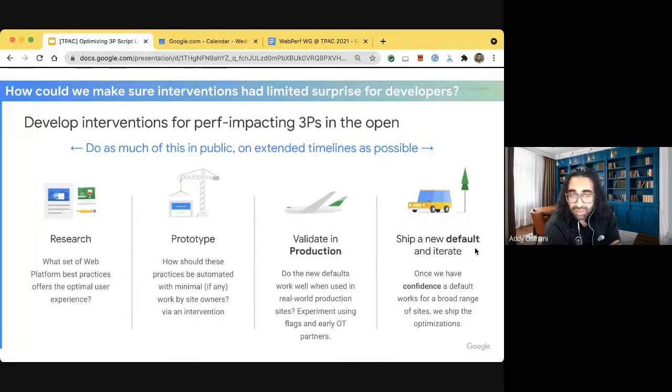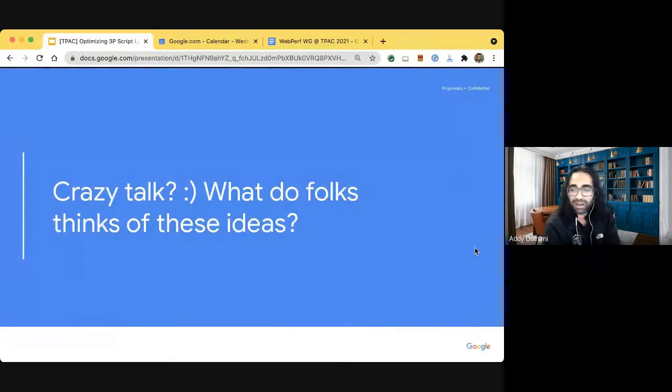And potentially, if we were able to build enough confidence in these ideas, maybe there's an argument to be made about shipping a new default and iterating on it. But on the whole, I think that there is something to be said about considering the role that interventions could play in helping those who are interested in improving their performance, where third parties are maybe hurting them a little bit, but may not have as much experience to actually be able to take control of that situation. So that's it for the slides. I'd love to pause there and take questions.